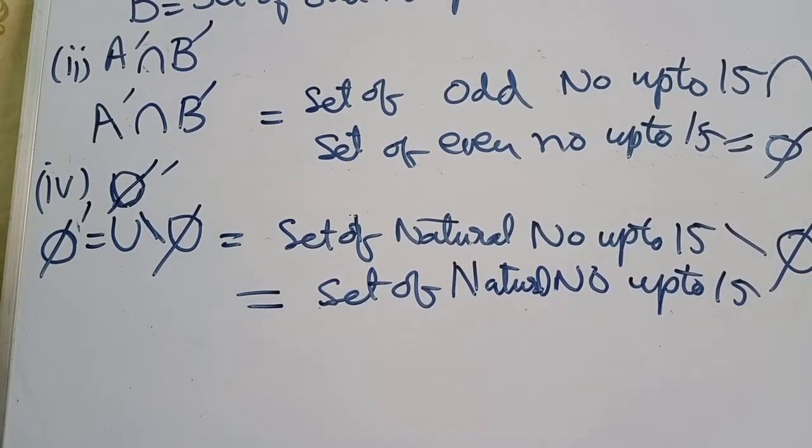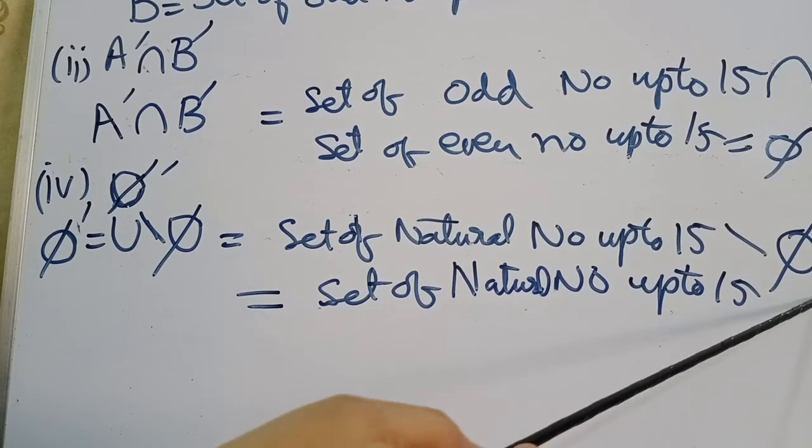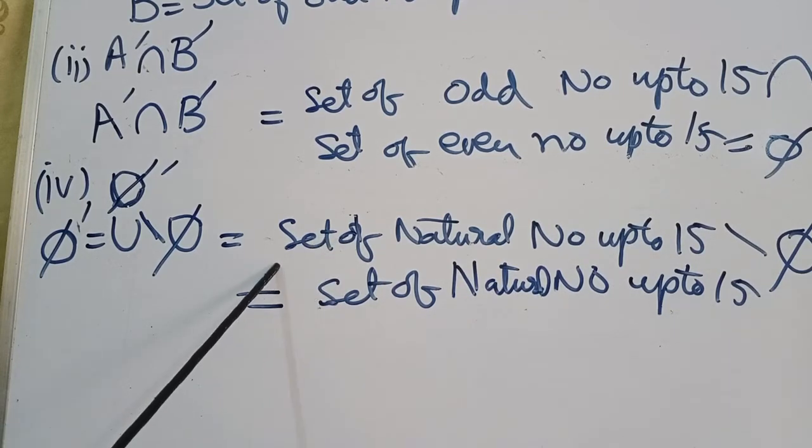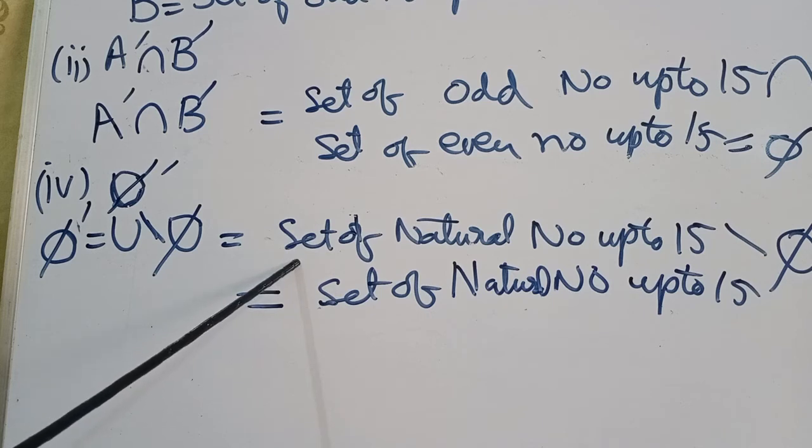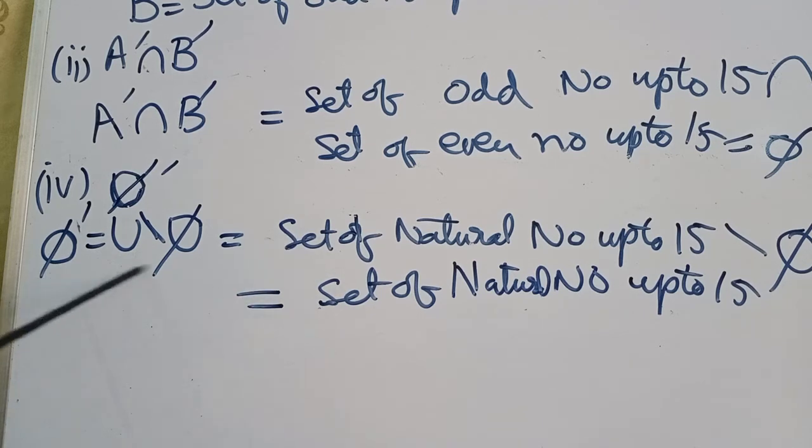Next part 4 of question number 4, phi complement. Phi complement is equal to universal set minus phi. Universal set is set of natural numbers up to 15 minus empty set phi. There is no element for comparing, for checking, so we have this set as the resultant set, set of natural numbers up to 15.